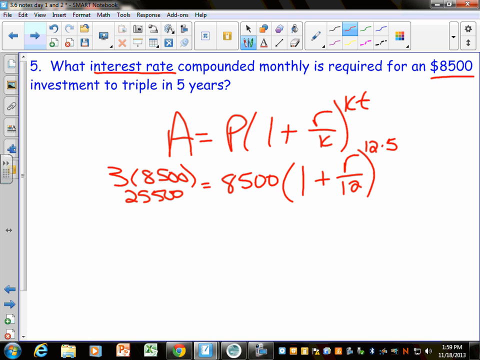We don't even need the ln in this problem because there's nothing in the exponent that we're looking for. We're actually just looking for R there. We just have to figure out how we can solve that. If I divide 8,500 over, I kind of like to write it like this because I can think about those 8,500s canceling out. I'll just be left with 3 there. And I'd have 1 plus R over 12 to the 60th power.